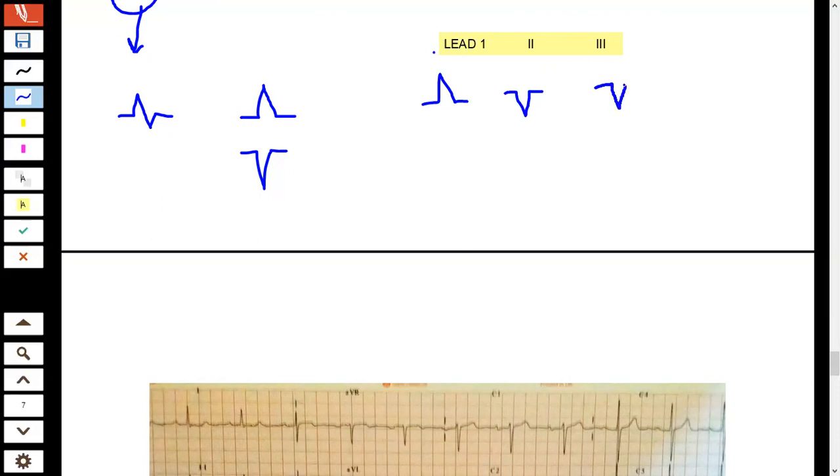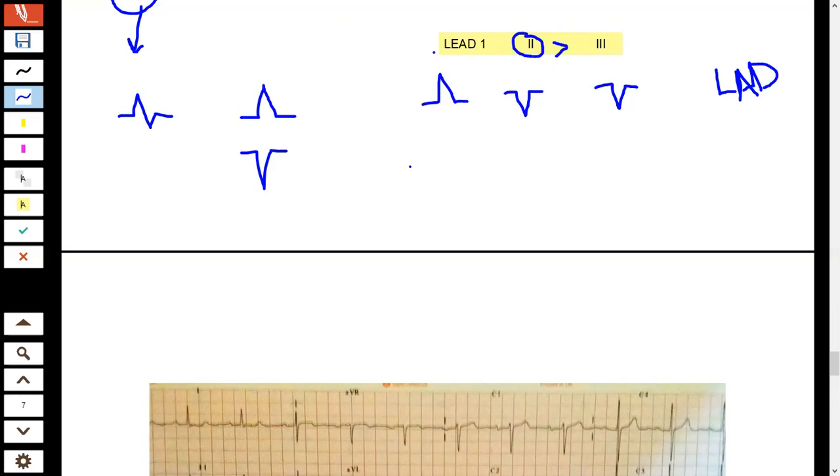Normally, the limb lead 2 has a greater QRS complex than lead 3, and we mostly use this lead for the interpretation of the QRS complex. This is called the left axis deviation. In left axis deviation, I repeat, lead 1 is positive and the other two leads are negative. That is its significance.